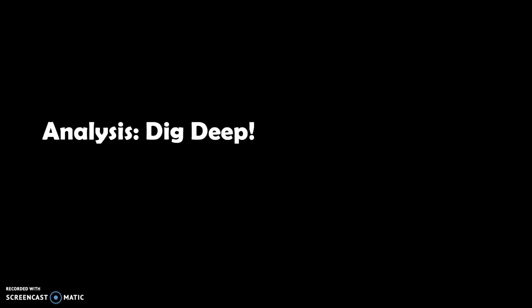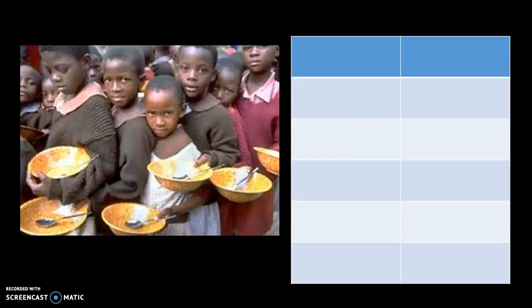You're going to have to go a little bit deeper to make inferences, which is your prediction or connection you make based on the text. Okay, so let's get started with an image, and I'll show you how it's done.